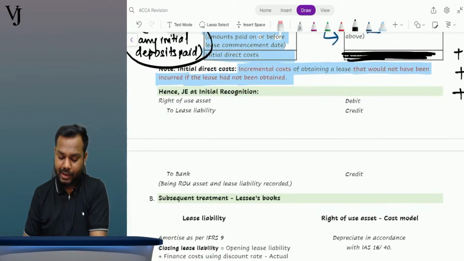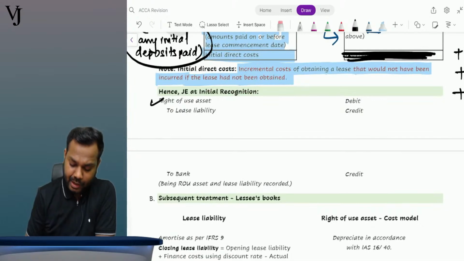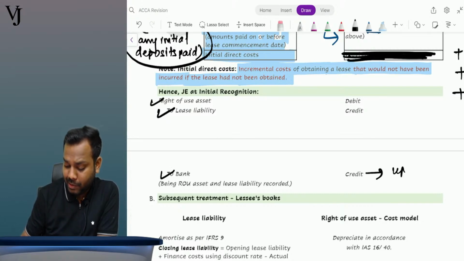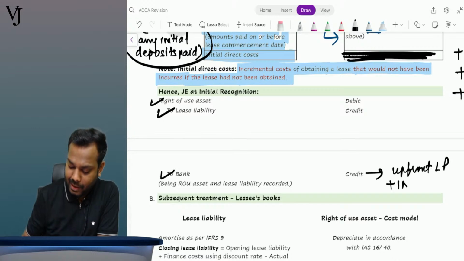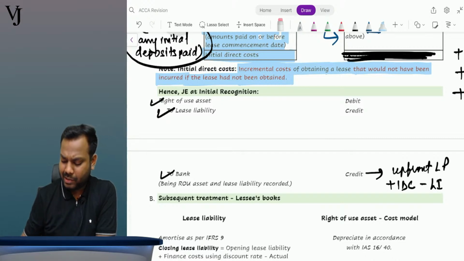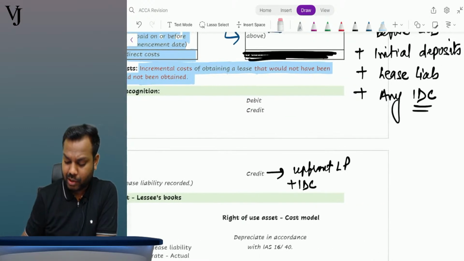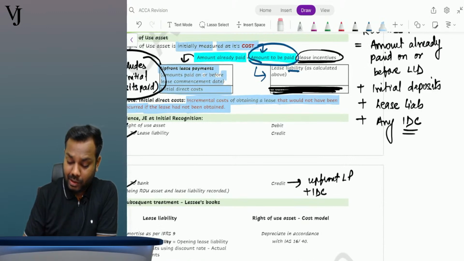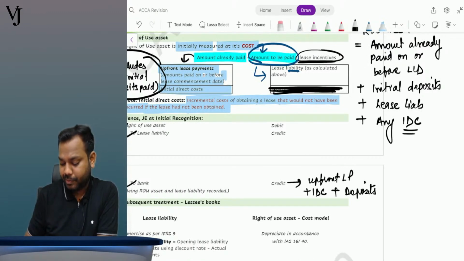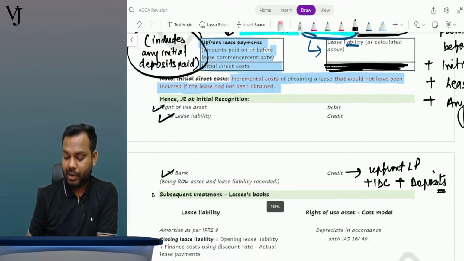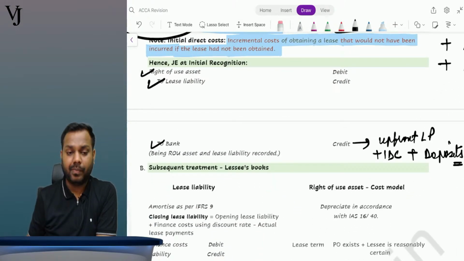So what is the general entry for initial recognition? Right of use asset account debit, to lease liability and to bank. Bank can have upfront lease payments plus initial direct costs minus lease incentives. Lease incentives are already registered as part of lease liability, so that's all. Plus you can say deposits, if you have paid any deposits. Is it clear, everyone? Tell me.